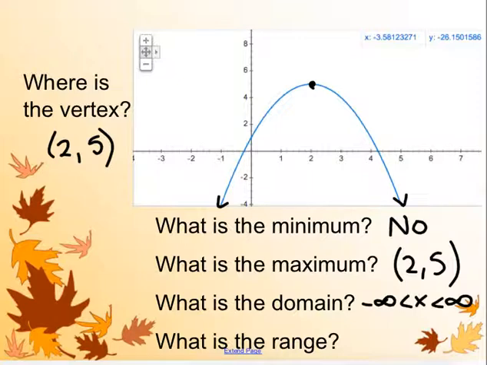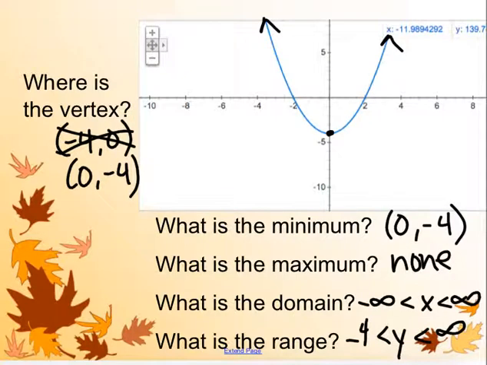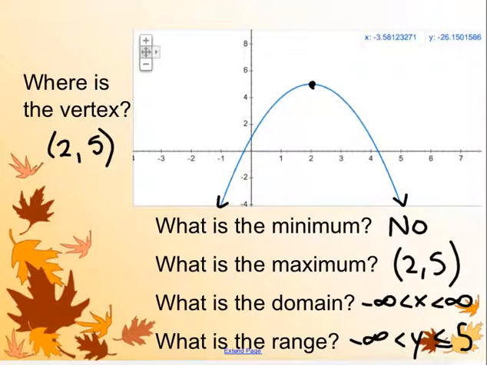And the range, we want to say, what is the lowest point? Well, the lowest point for the y's is -infinity, so -infinity is less than y, which is less than or equal to 5. Okay, 5 is our highest point. And I should have included on this last slide that, yes, we can be equal to -4, so we should have -4 is less than or equal to y, which is less than infinity.